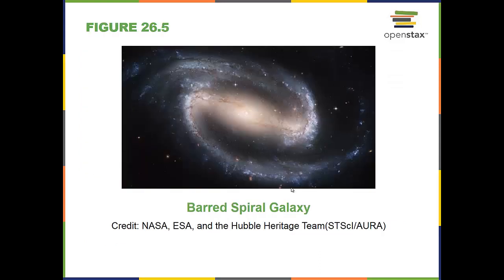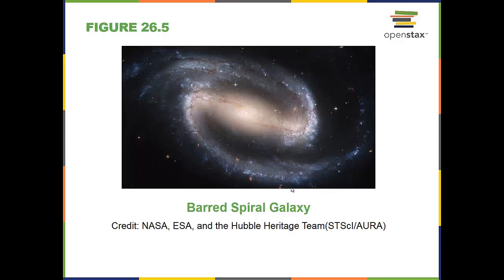On the nearly face-on spirals I've shown you so far, the arms spiral in all the way to the center. But on the one shown here, they stop abruptly, and then there's a bar that goes through the center and then connects to an arm on the opposite side. This is called the barred spiral. The others are called unbarred spirals.